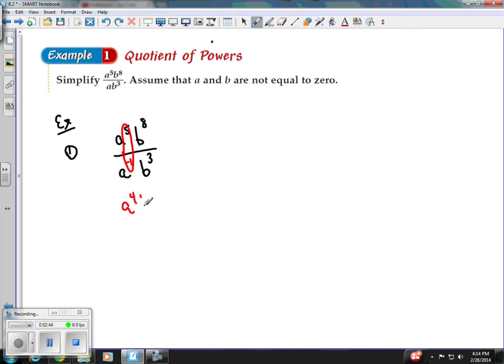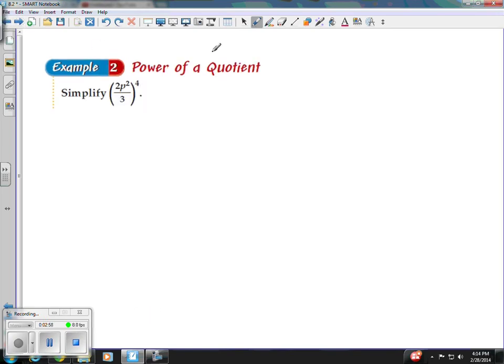And we drop down our b. Then 8 minus 3 is b to the 5th. There we go, and that's our dividing monomial. So let's look at one more.